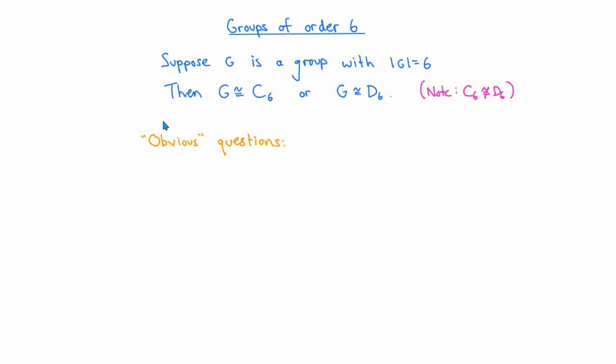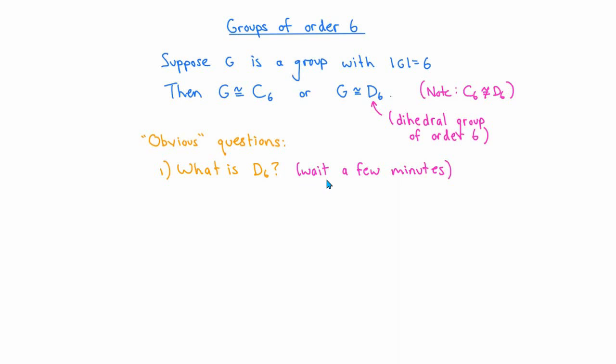And now, if you think about this, I'm sure that you're going to have some obvious questions. The first of which is, what is D6? Well, D6 is the dihedral group of order 6, and we're going to talk about it in detail in just a few minutes, so just wait for that one.